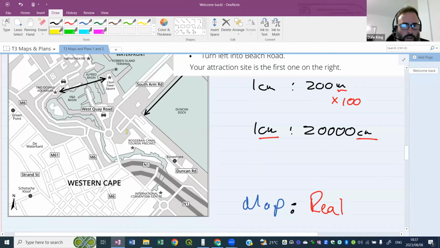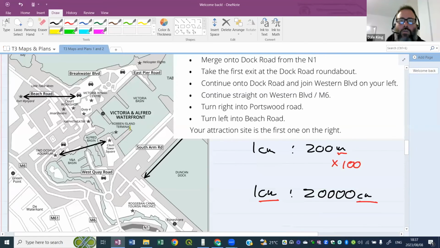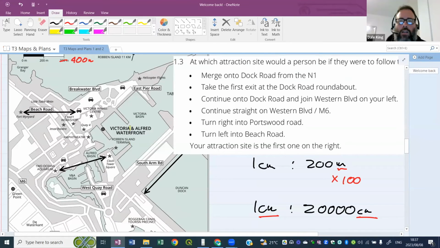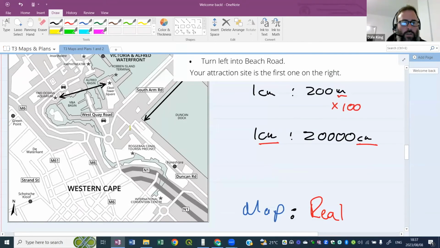Dock Road. Guys, I can't see Dock Road. Can you see Dock Road? Let's look at the next one. Maybe they'll give us a clue. Take the first exit at the Dock Road roundabout. They must have left it off. So I think this road here, I'll highlight it for you, is Dock Road.